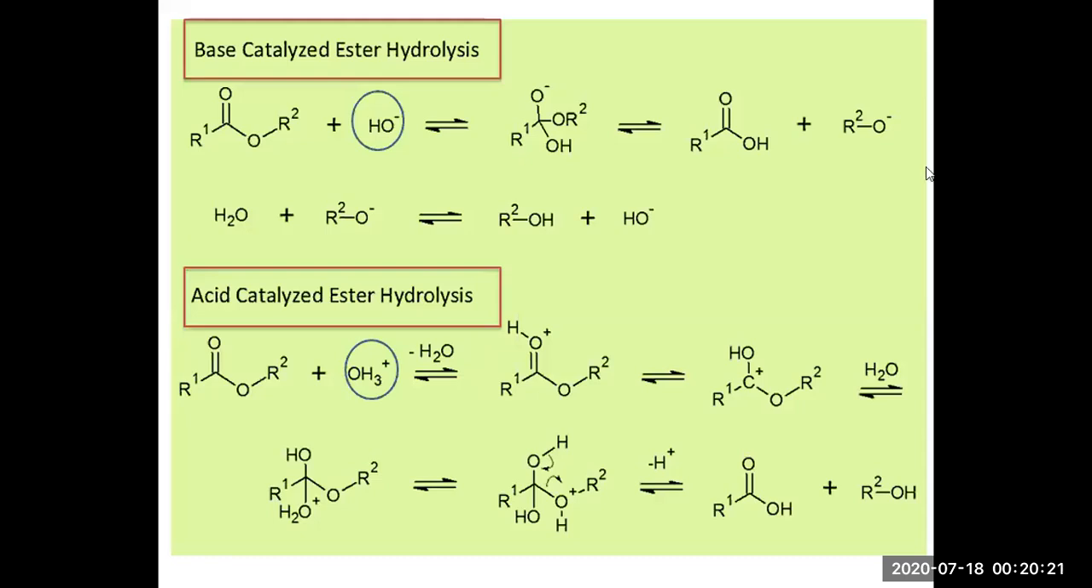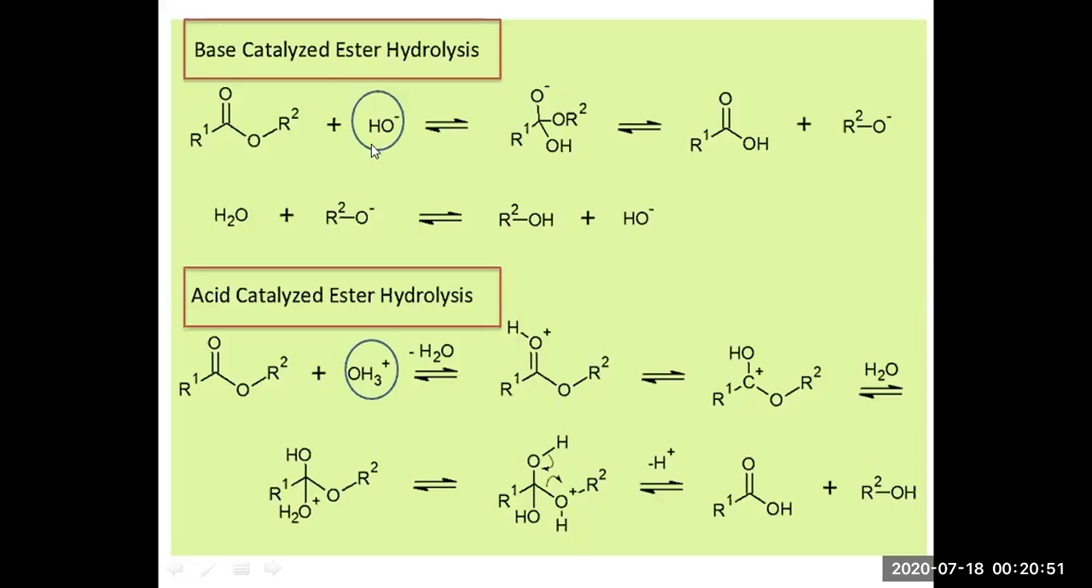So the first example we see is ester hydrolysis. Ester is RCOOR'. Now, if it undergoes hydrolysis, it will produce acid and alcohol as products. So it is possible that base catalysis as well as acid catalysis of ester hydrolysis may occur. All these are reversible reactions.